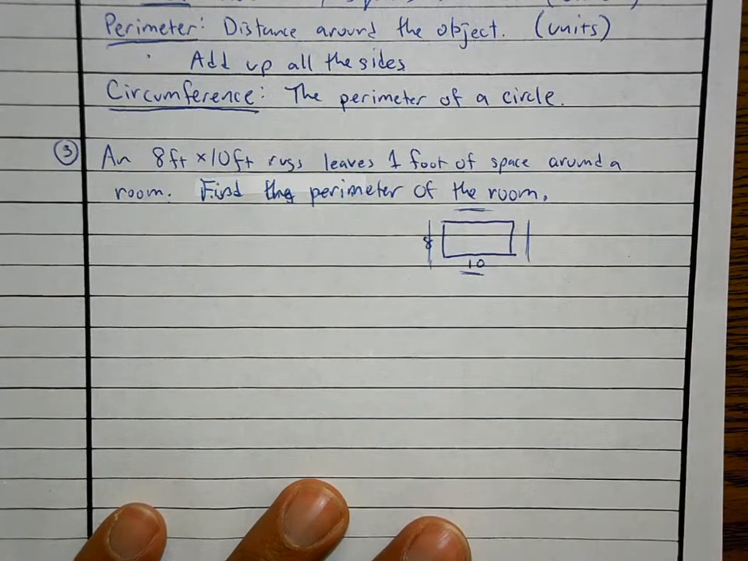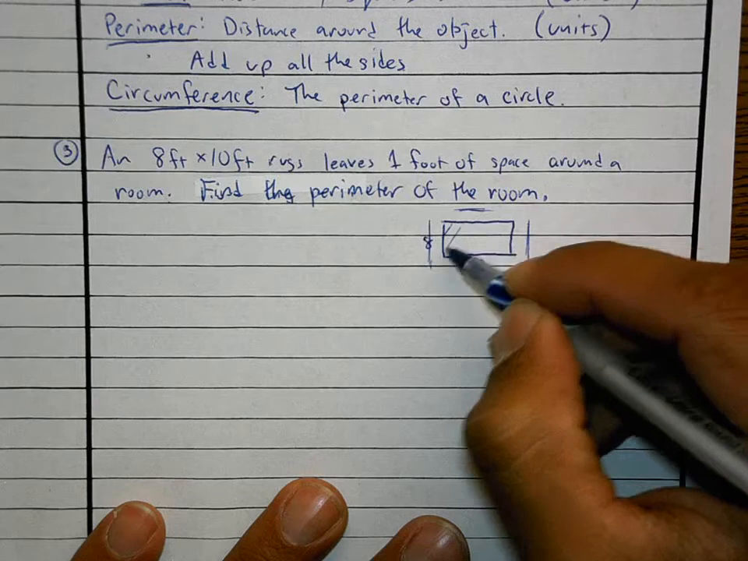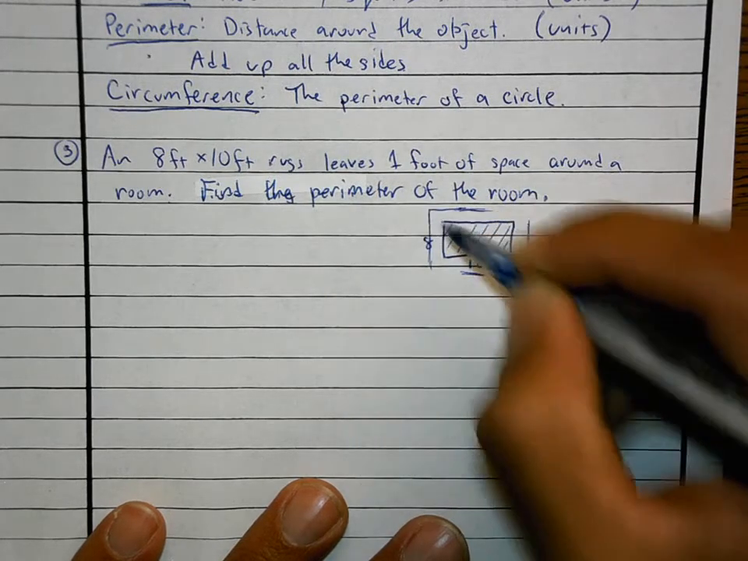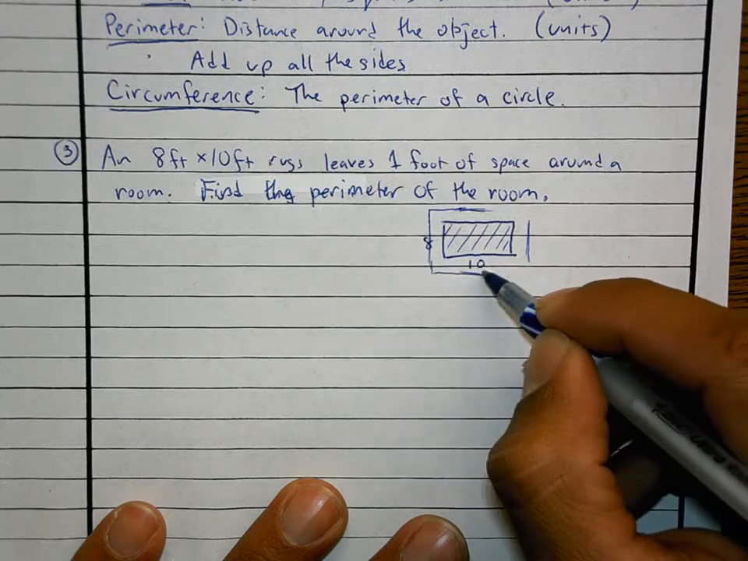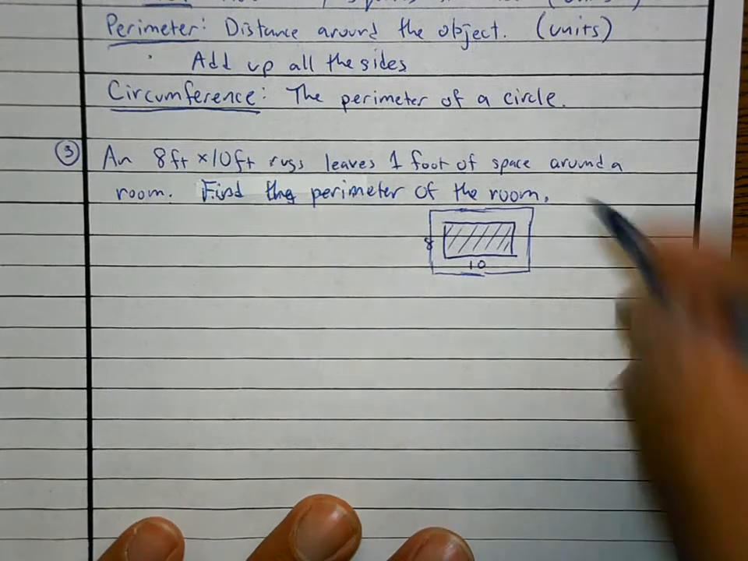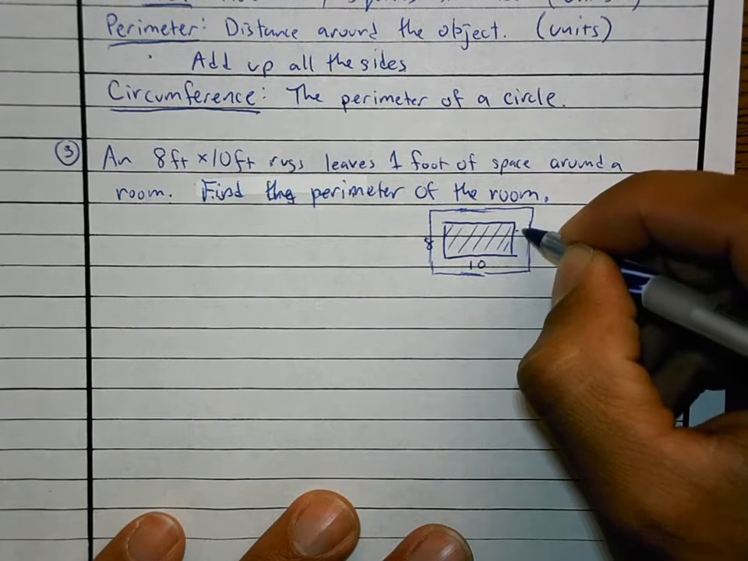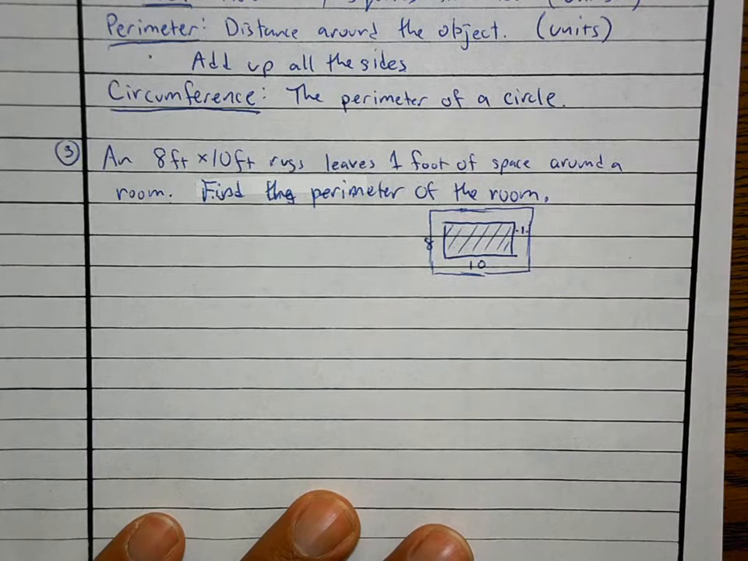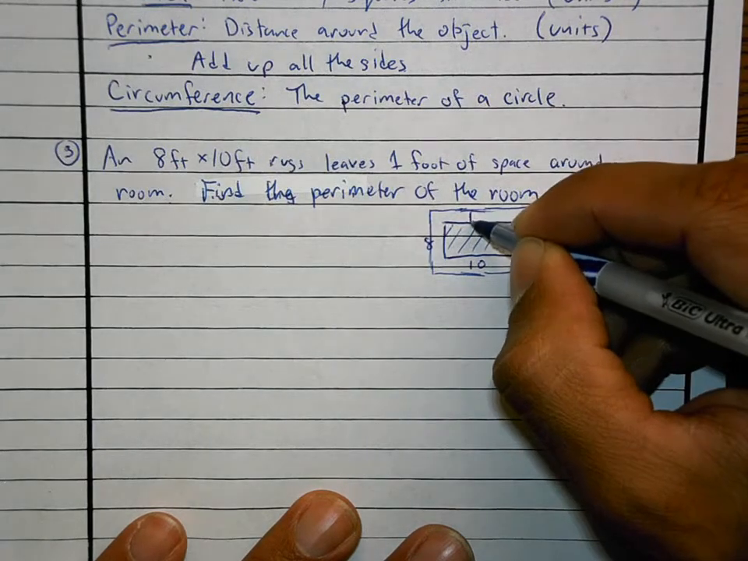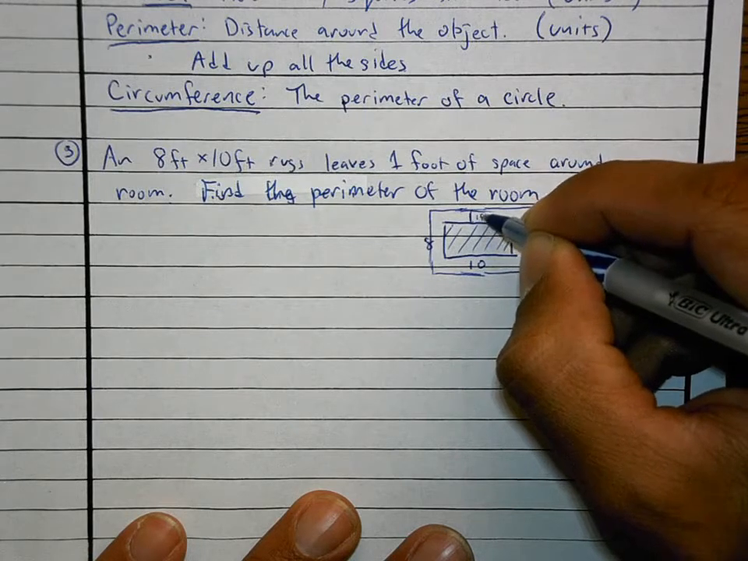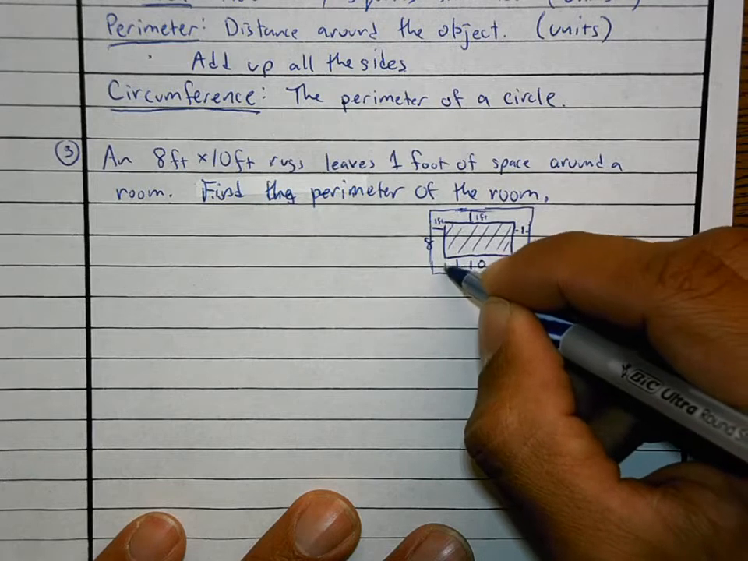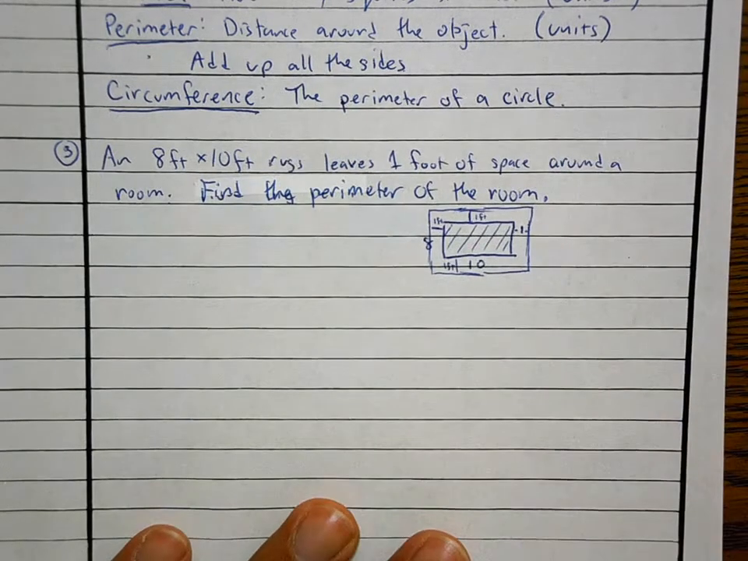So what I'm going to do is color this rug a little bit like that, so I know that this is the rug. And then I'm going to draw this line that goes around this rug like that. And I know that this distance from the rug to the wall is 1 foot. On the right side, same thing. On the top, from the top of the rug to the wall is 1 foot. And then from this side, it's 1 foot. And then from this side, it's 1 foot. So I just put a little 1 foot there as well.